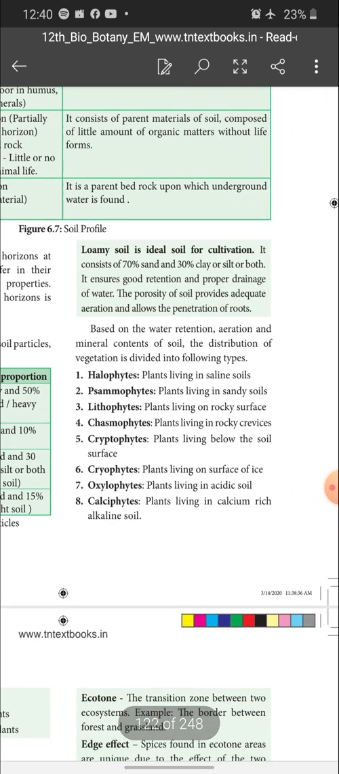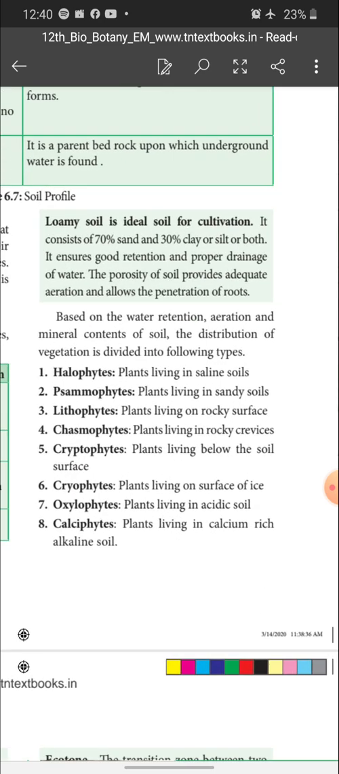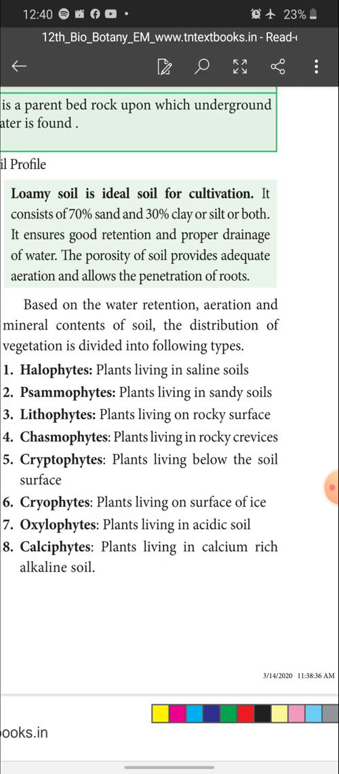See, loamy soil is ideal for cultivation. Why? It is a 2-mark question. Because loamy soil consists of 70% sand and 30% clay or silt or both. It ensures good retention and proper drainage of water. This property of soil provides adequate aeration and allows the penetration of roots. That is why loamy soil is suitable for cultivation.